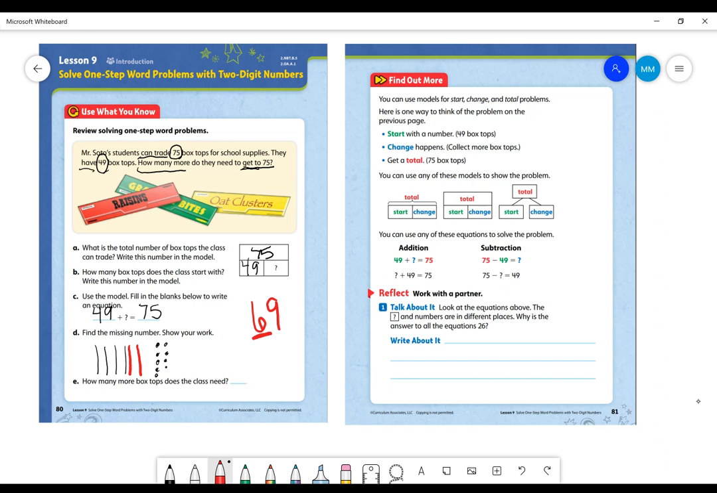So watch what I'm going to do. I'm going to add 6 ones. 1, 2, 3, 4, 5, 6. What did we make by adding those 6 ones? We made a 10. So watch what I'm going to do. I made a group of 10. It's going to move over to my 10s. So now I added 3 10s.